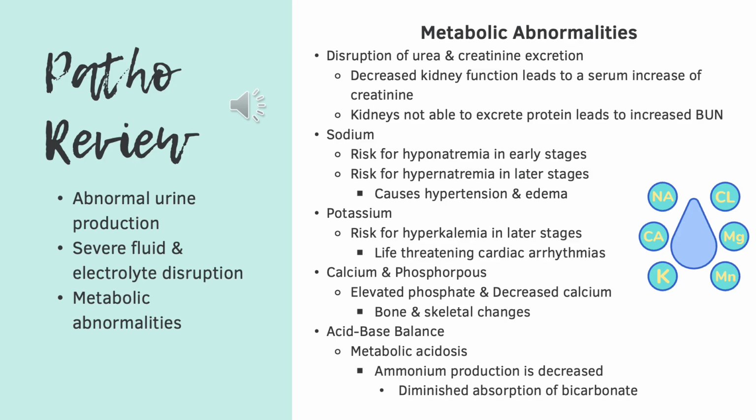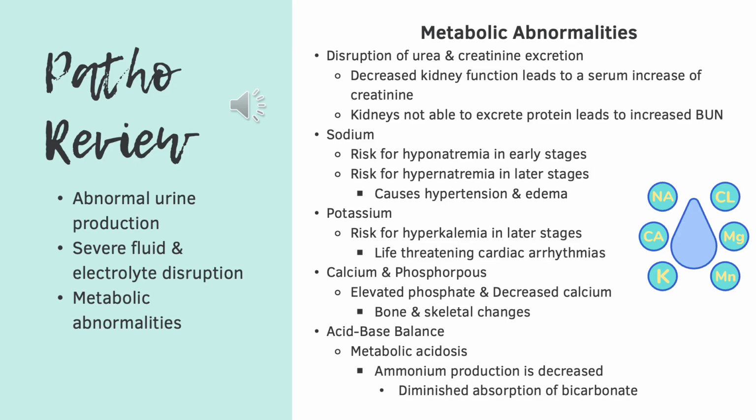As chronic kidney disease progresses, we're going to see several metabolic abnormalities that arise due to the kidney's reduced ability to excrete waste products, regulate electrolytes, and maintain acid-base balance. On this slide we're going to go over some of the different metabolic abnormalities along with some of the electrolyte disruptions. First, we're going to talk about the disruption of urea and creatinine excretion.